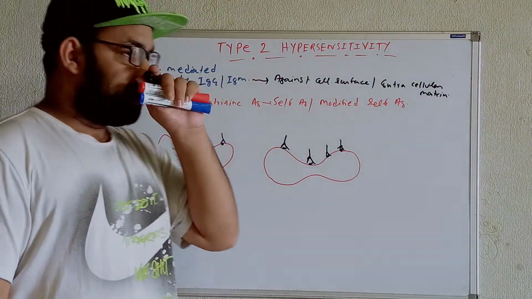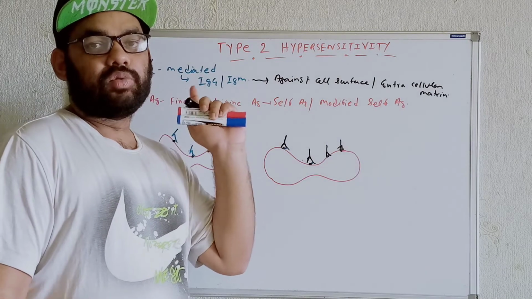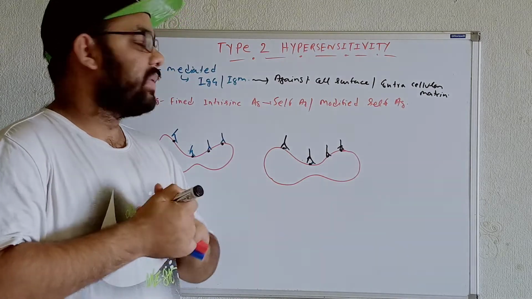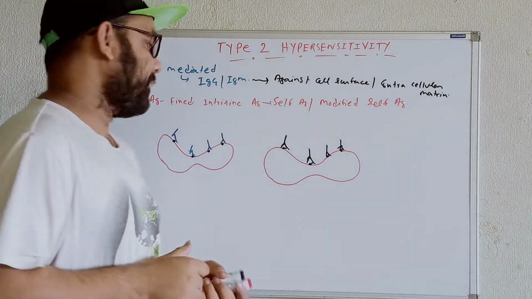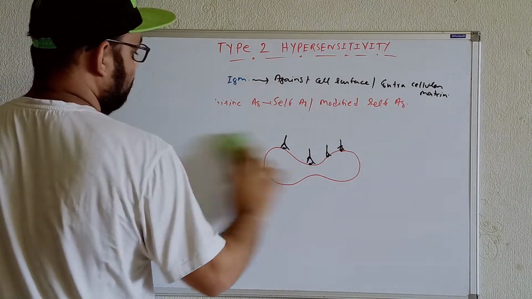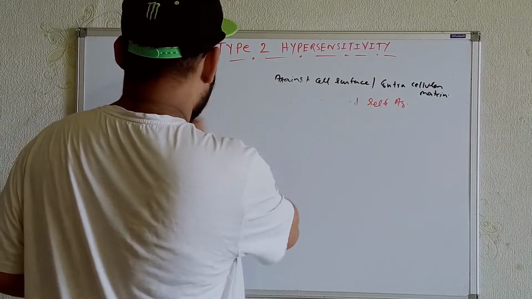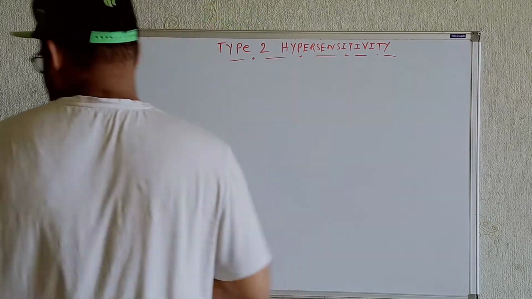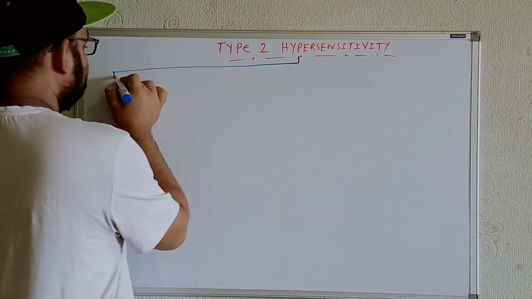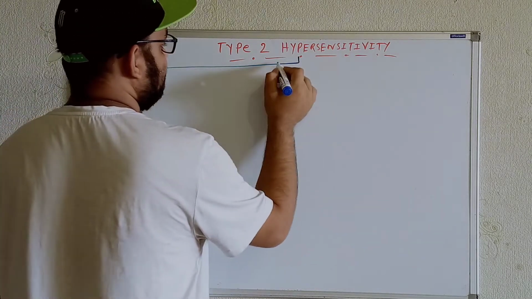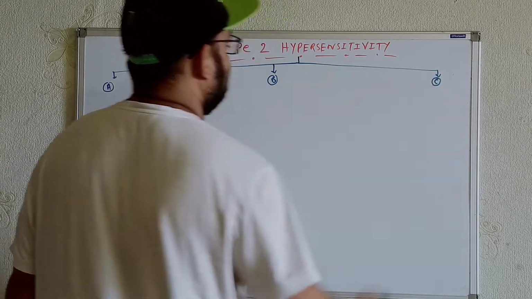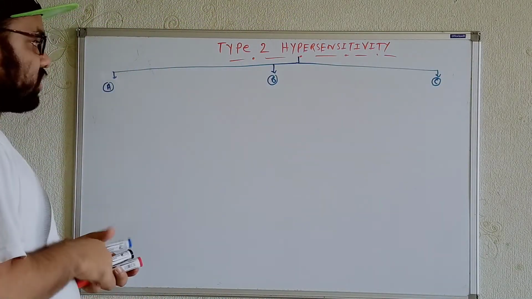Now type 2 hypersensitivity we can classify in three ways. Let me erase this part, then I'm going to discuss each individual type. As far as the classification of type 2 hypersensitivity is concerned, we can classify it as class A, class B, and class C. Let's talk about class A first.